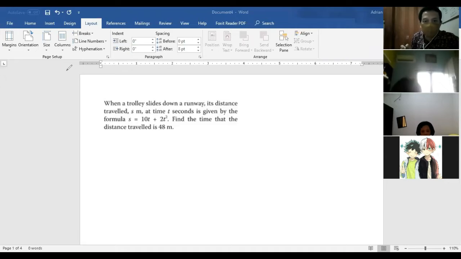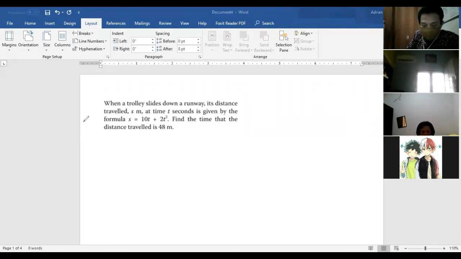Go to the problem about the quadratic equation. When a trolley slides down a runway, its distance traveled s in meters, at time t in seconds, is given by the formula s equals 10t plus 2t squared. Once again, s equals 10t plus 2t squared. Find the time at which the distance traveled is 48 meters.